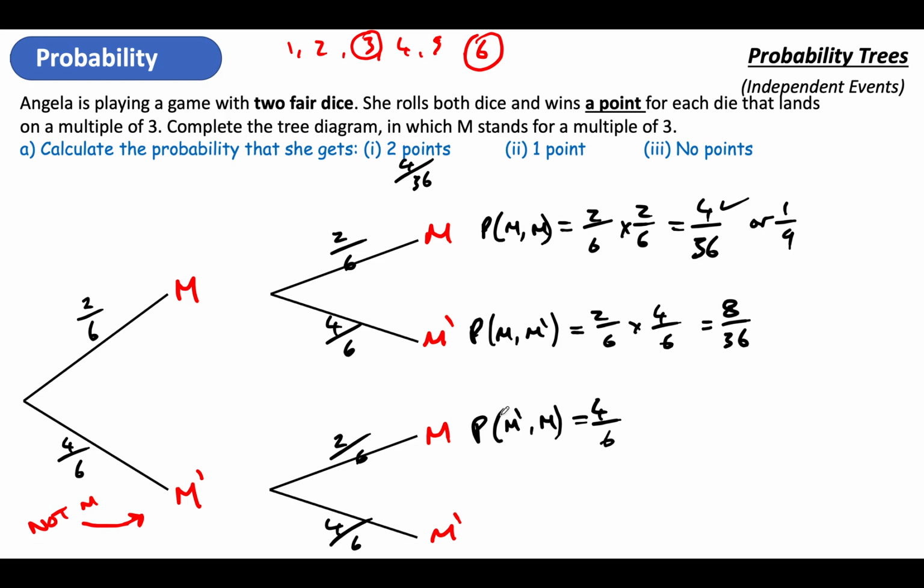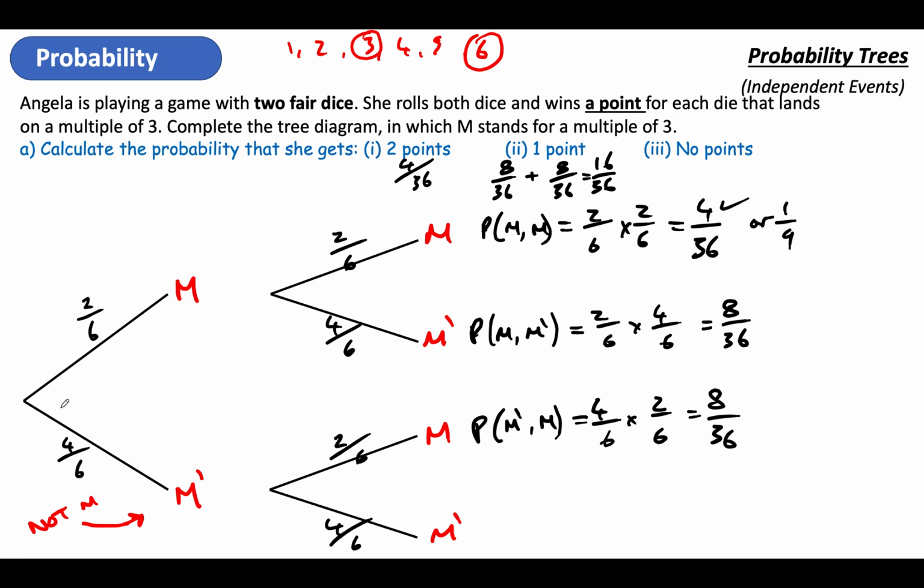Now, the journey to get to this point, not a point and then do get a point, would be 4/6 times by 2/6. Again, 8 over 36. Now, I want 1 point. So there's 2 ways of doing that. Either point and then no point, or no point and then point, both of which have the same probability. I want this one or this outcome. Add them together to get 16 out of 36, which you might have got as 4/9. Okay, any of those are absolutely fine. So 16 over 36 or 4/9. Anything equivalent to that is fine.